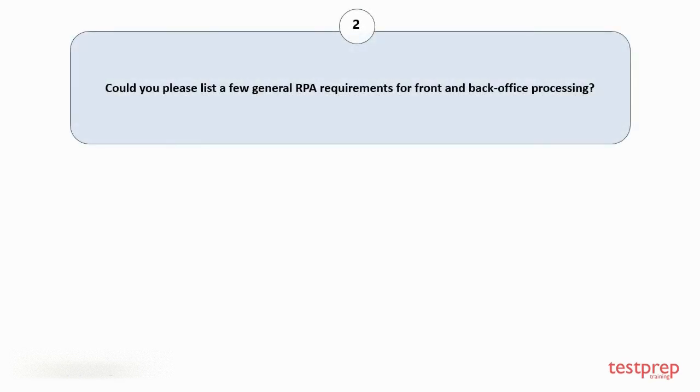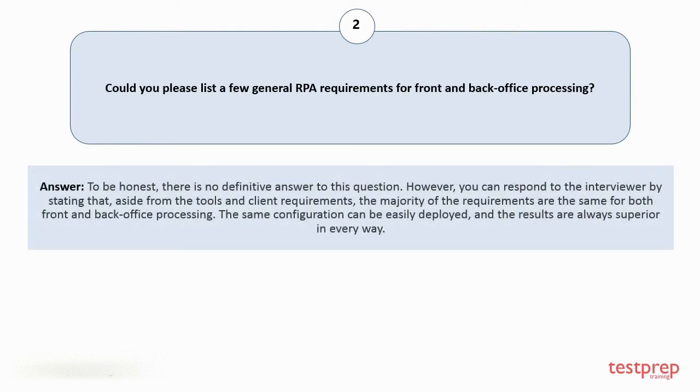Question number 2, could you please list a few general RPA requirements for front and back office processing? Your answer is: to be honest, there is no definitive answer to this question. However, you can respond to the interviewer by stating that, aside from the tools and client requirements, the majority of the requirements are the same for both front and back office processing. The same configuration can be easily deployed, and the results are always superior in every way.